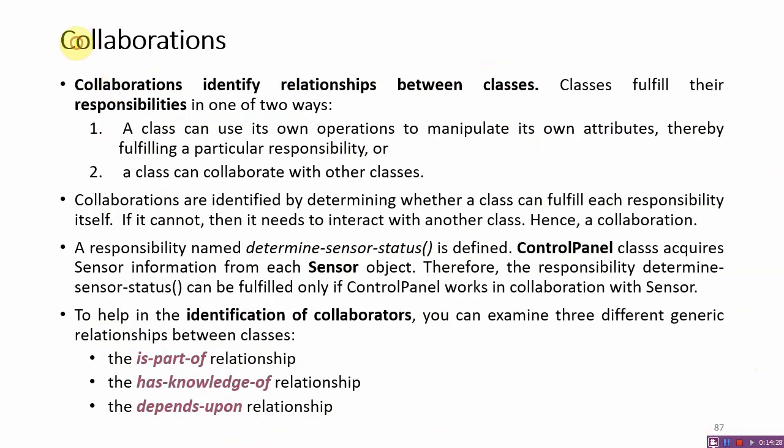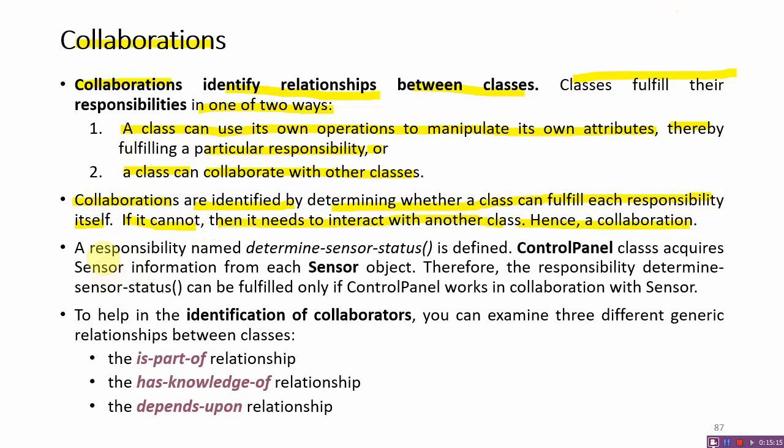Let us discuss collaborations. So collaborations identify relationships between the classes. Classes fulfill their responsibilities in one of two ways. Number one, a class can use its own operations to manipulate its own attributes, thereby fulfilling a particular responsibility. Another, a class can collaborate with the other classes. So collaborations are identified by determining whether a class can fulfill each responsibility itself. If it cannot, then it needs to interact with another class and hence a collaboration.